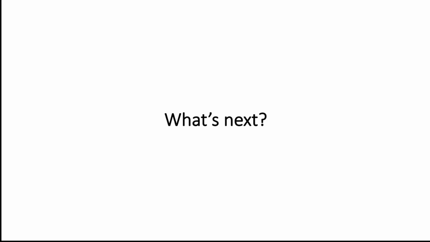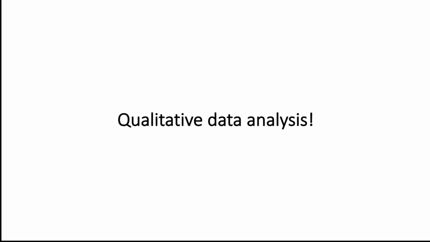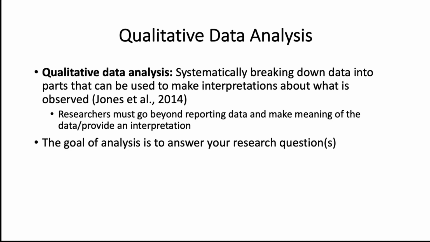Of course, the next step is data analysis. And although we say this easily, this is not an easy process. It's labor intensive and it's very systematic, and there's a lot of different ways that you can do this. So qualitative data analysis, the process of analyzing qualitative data, is essentially systematically breaking down data into parts that can be used to make interpretations about what is observed. So you as the researcher need to go beyond reporting the data and start to interpret it and make meaning of it. And always the goal of qualitative data analysis is to answer your research questions.